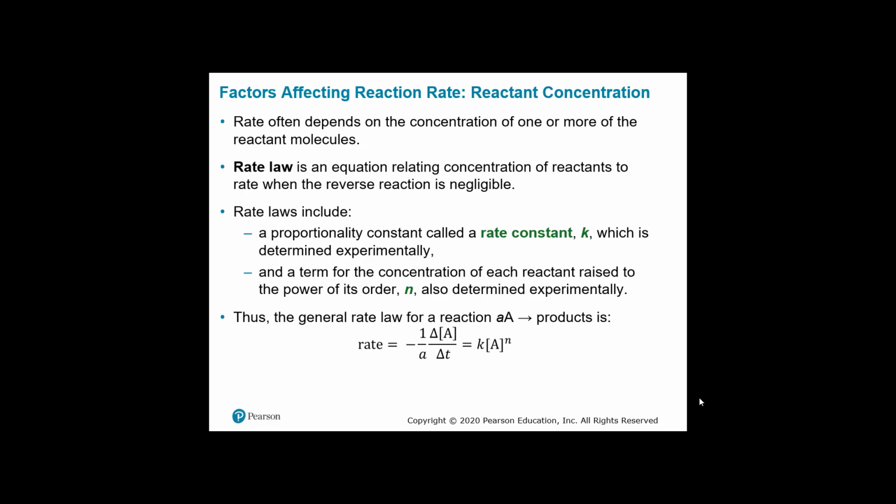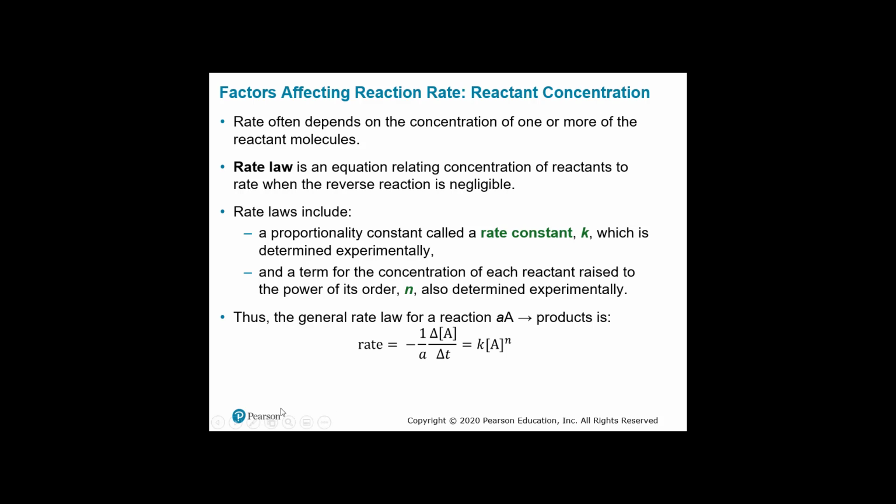The rate law is an equation relating the concentration of reactants to the rate when the reverse reaction is negligible. Basically, what that means is that when the reverse reaction is so slow that we can just count it as not even going in reverse. So rate laws include a proportionality constant called a rate constant, k, which is determined experimentally, and a term for the concentration of each reactant raised to the power of its order n, which is also determined experimentally.